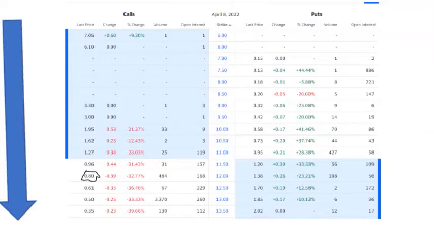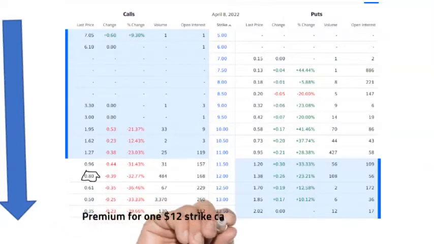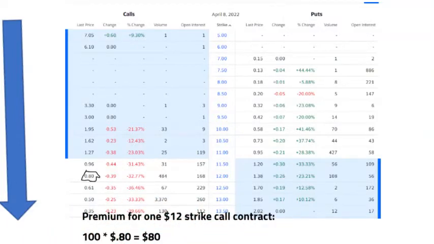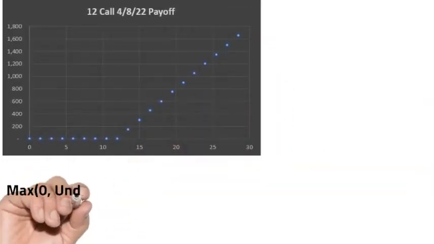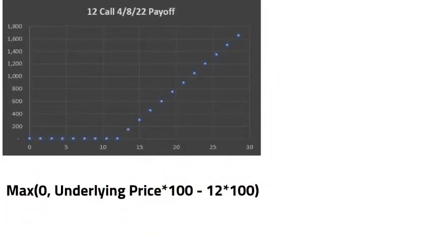Another thing to note is that these prices are listed as a per share amount, but each options contract is bought and sold in blocks of 100 shares. So if we go down to the $12 strikes and left to see the calls, we see 80 cents. That means it would cost us 100 times 80 cents, or $80, to purchase this call contract. So let's visualize the payoff of this call option contract. Here you can see that below $12, the option is worthless. Why?